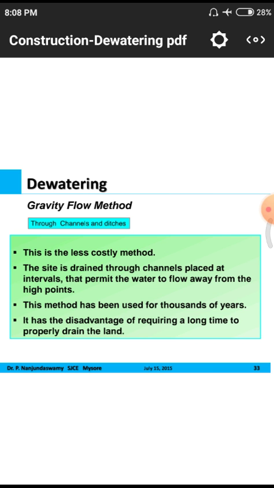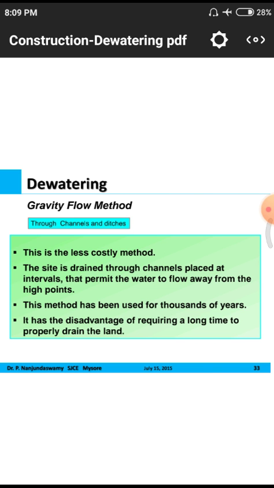This method has been used for thousands of years, because in olden days also these methods were used. Thousands of years, since now we are in 2020. Since around AD 1000, this method was used for dewatering techniques. The Romans, Greeks and Persians were all involved in these methods, using them for dewatering purposes and construction purposes.